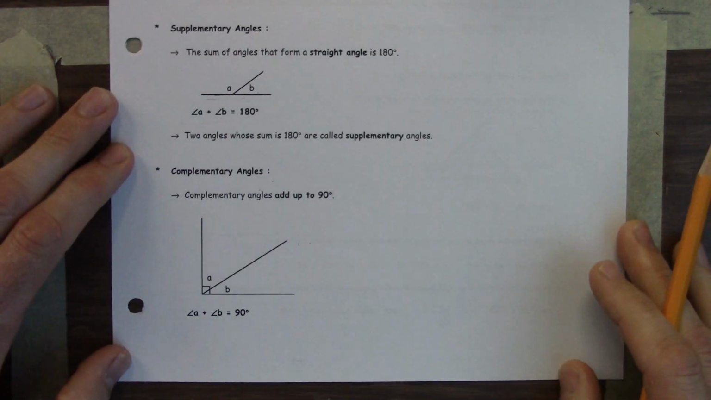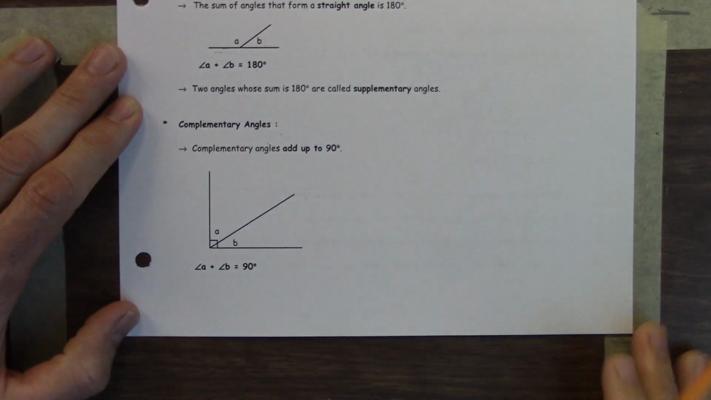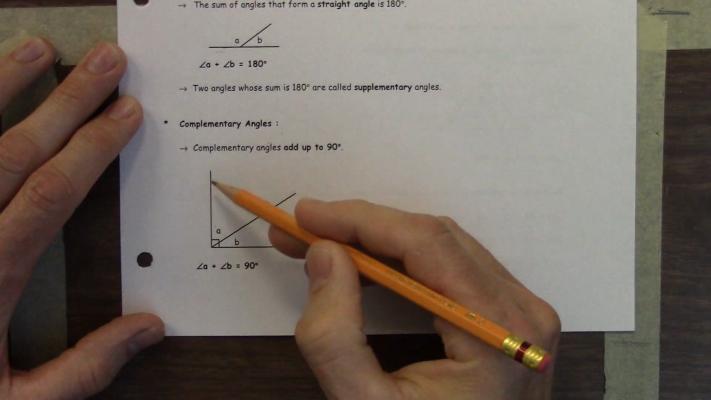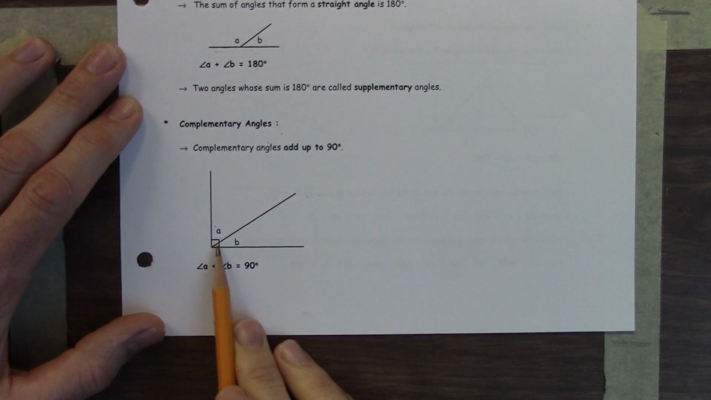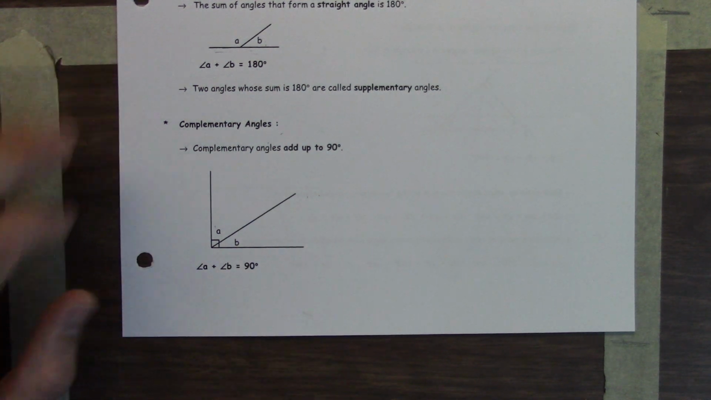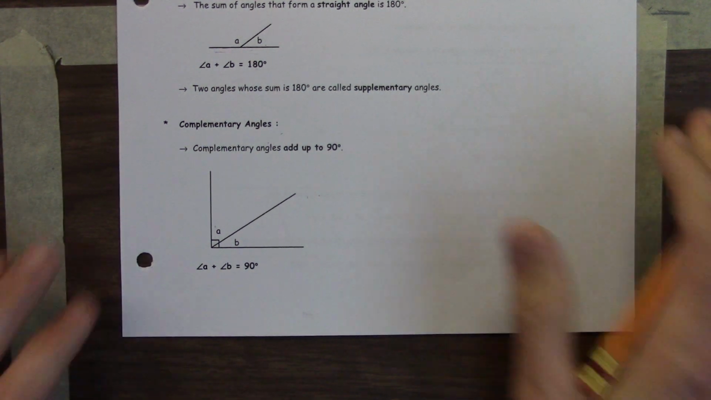Okay, complementary angles, in contrast, make up two angles within a bigger angle. So here we know this is a 90-degree angle. We know that because of this square box. And we know A plus B has to equal 90 degrees. Okay, any questions so far?